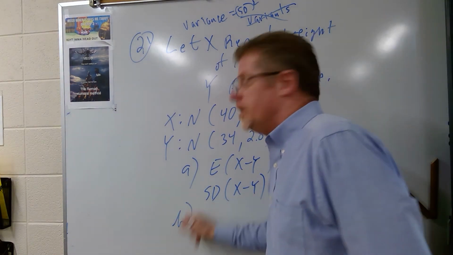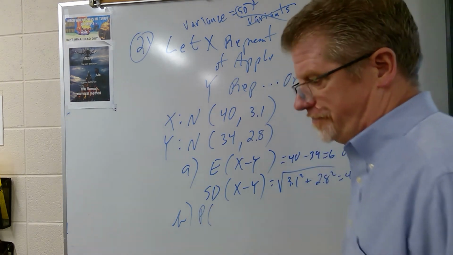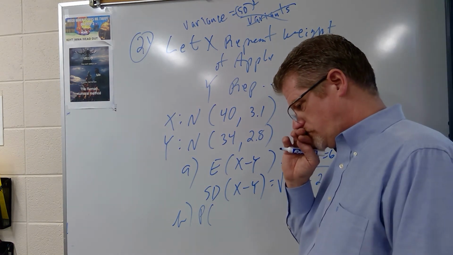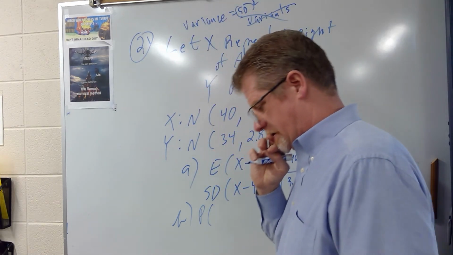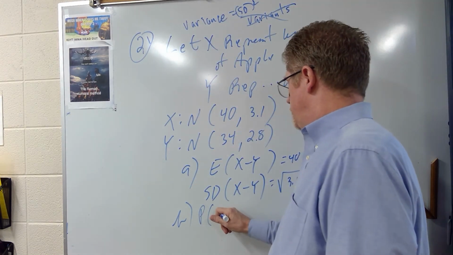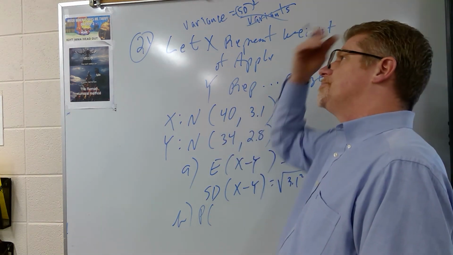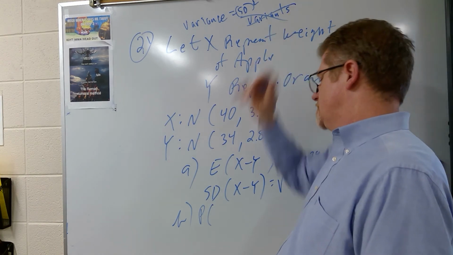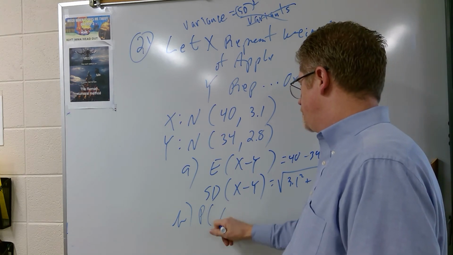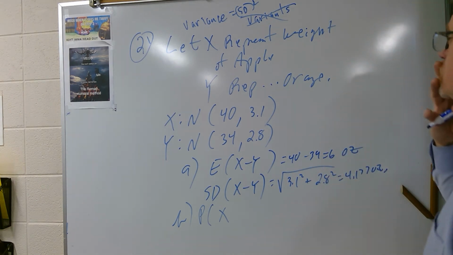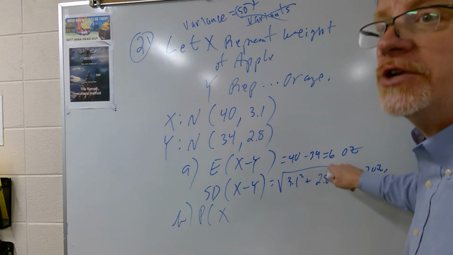Now part B. Question B. Suppose we want to find out what is the probability that a randomly selected apple weighs 4 or more ounces more than a randomly selected orange?